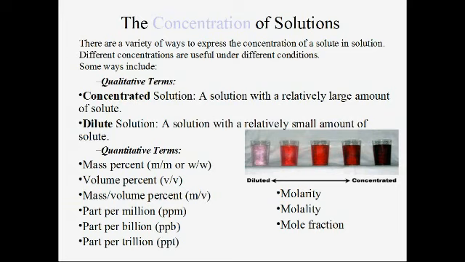We have a variety of ways of measuring concentration in quantitative terms. Mass percent would be mass of solute over mass of solution, and this is commonly used for commercial products. Volume percent, volume of solute over volume of solution, for liquid commercial products. Or we could do mass volume percent. Parts per million, parts per billion, parts per trillion are ways that we measure low concentrations. Molarity is common for chemists. Molality is common for colligative properties. Then mole fraction will be useful for one of our properties.